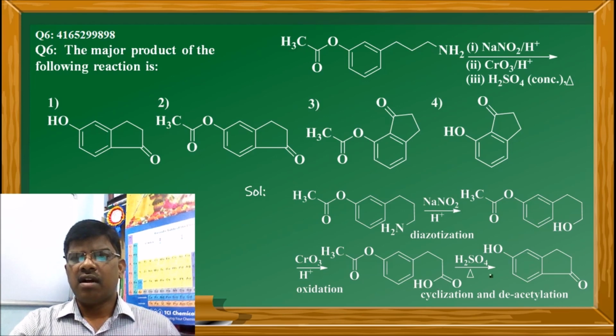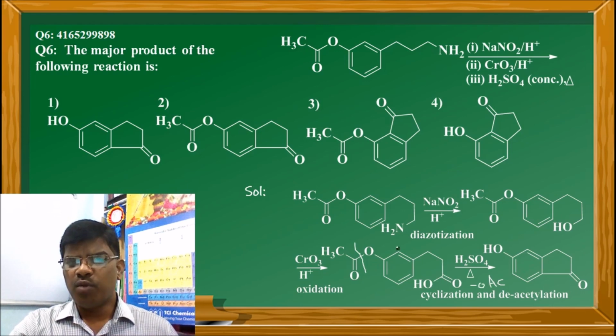Next, what is the third step? Concentrated sulfuric acid, heating reaction conditions. What happens to this carboxylic acid? We know that this carboxylic acid cyclizes to give a 5-membered ring ketone. Here comes the key point. Since this is concentrated sulfuric acid, this acetyl group is not going to withstand these reaction conditions. So this acetyl group is going to be cleaved, losing OAc, to give phenol, this OH. Here again comes one more point. This is ortho to the acetyl group, this is para to the acetyl group. Ortho and para.